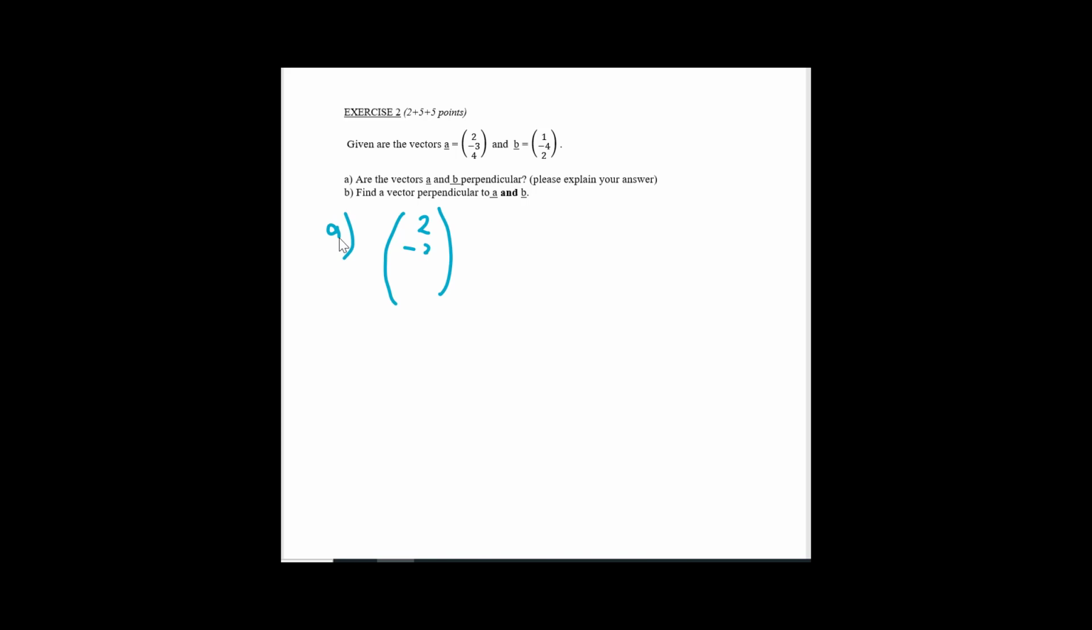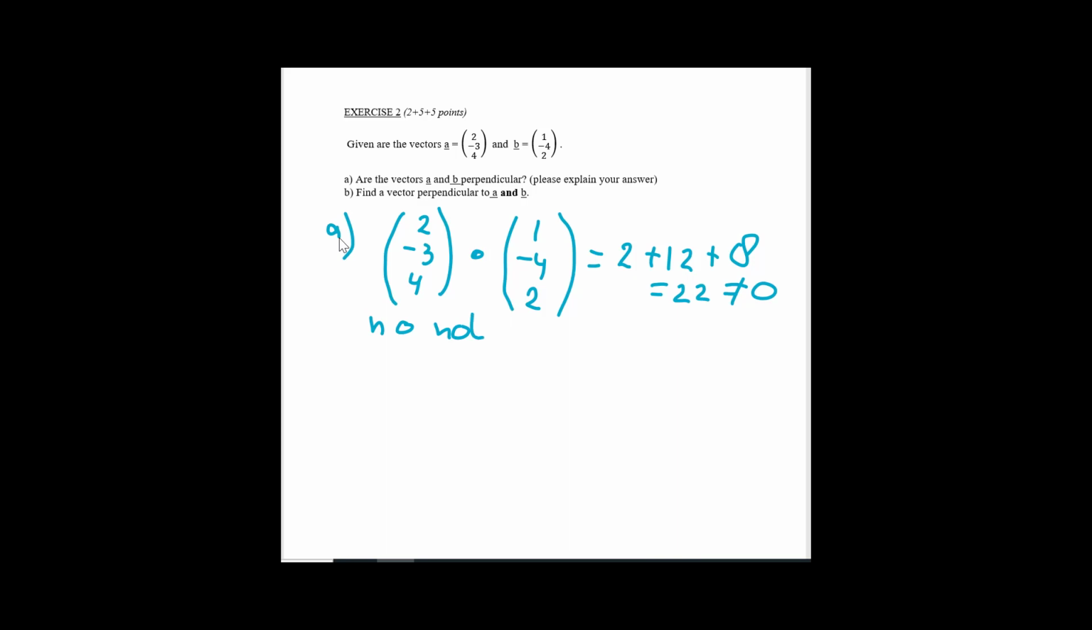So (2, -3, 4) dot (1, -4, 2). That would give us 2 times 1, plus -3 times -4, so that would be plus 12, plus 4 times 2 is 8. So that is 22, which is definitely not 0. So no, not perpendicular.